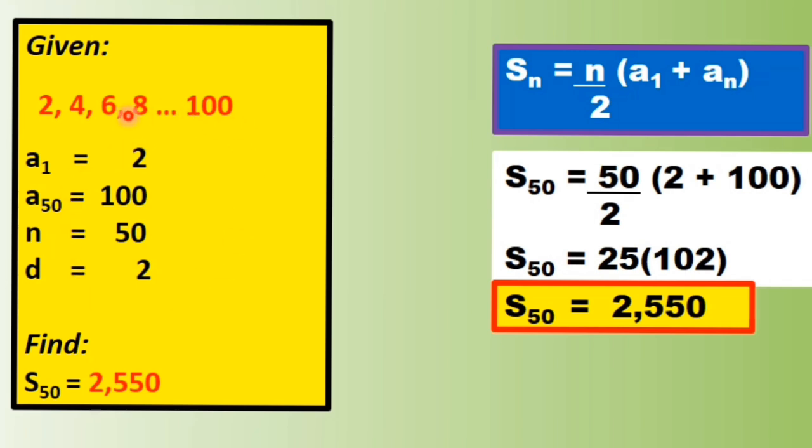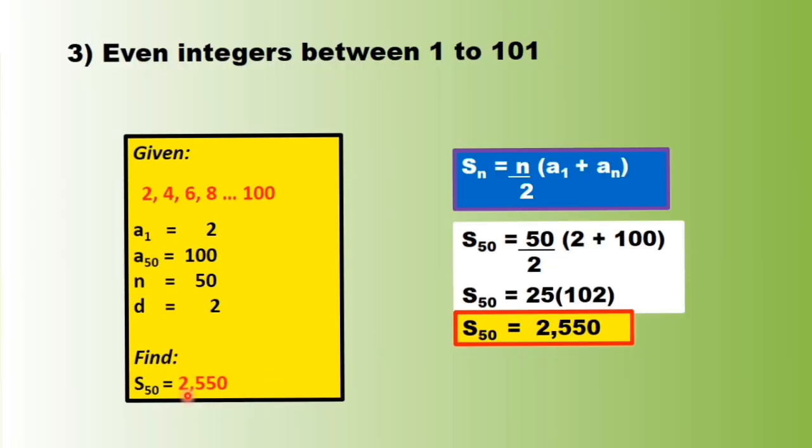Then, plug in these values in this formula. Number of terms is 50. a1 is 2. And the last term is 100. Solving for S sub 50 equals 2,550. And the answer is 2,550.